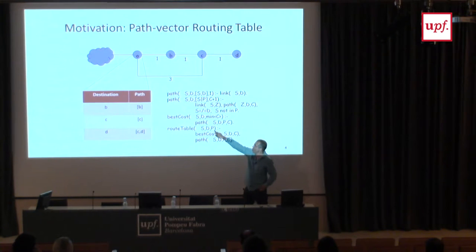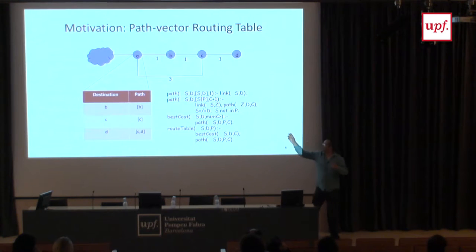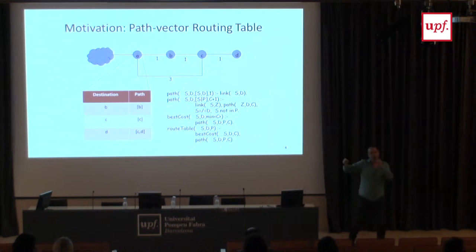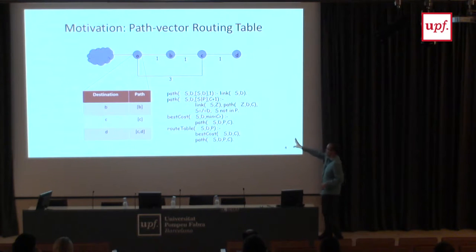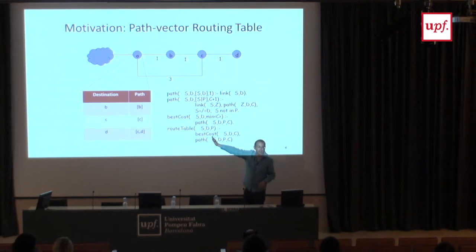That somehow picks the best cost. The best cost in this particular case is the number of hops, but you could put your own policy in, in which best could be something specific like security or contracts, in which you define what is best based on that. And then after this is computed, somehow you create the routing tables.